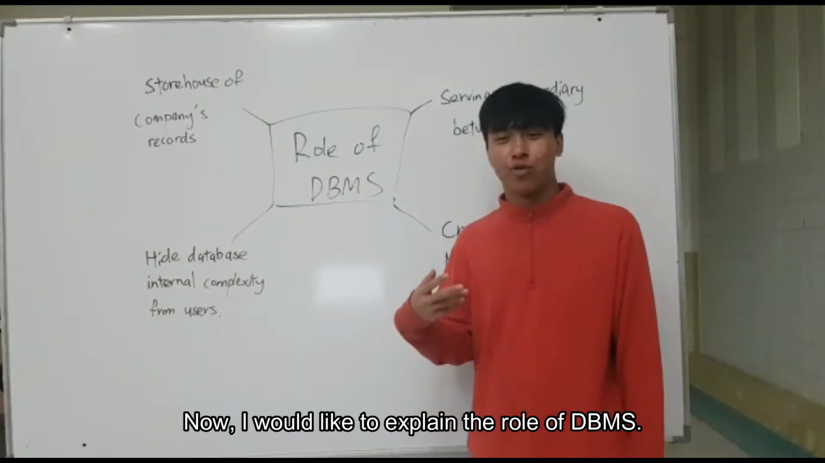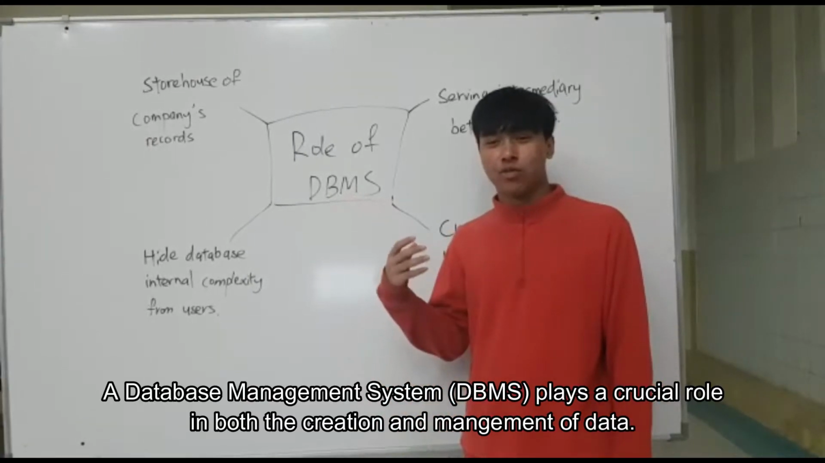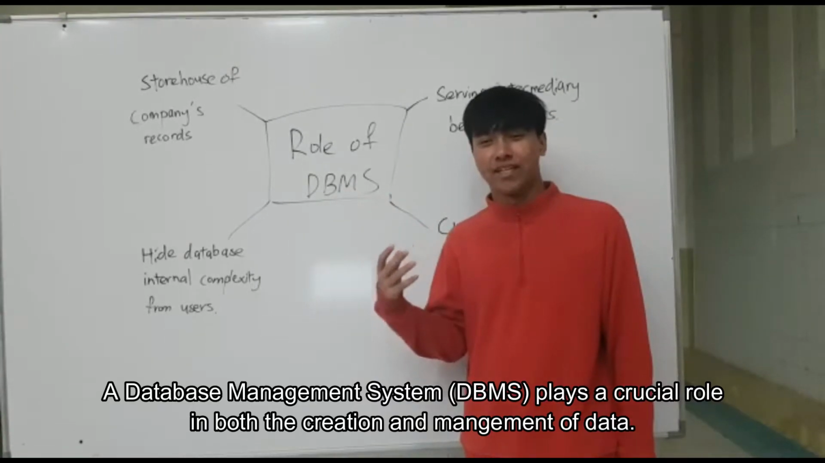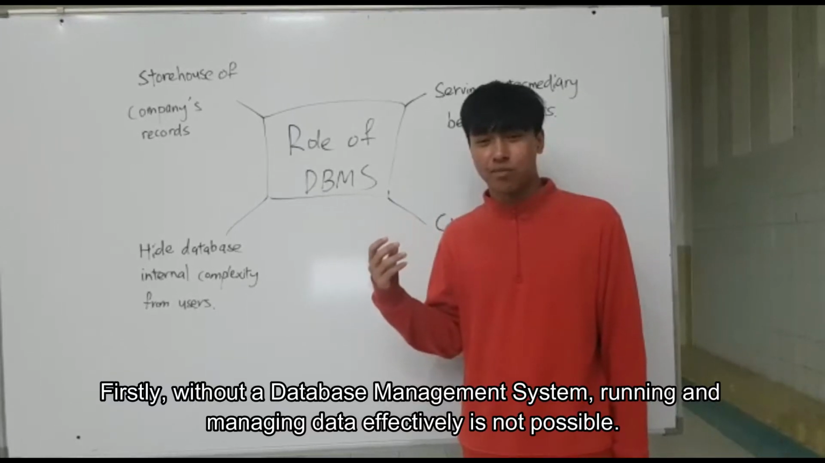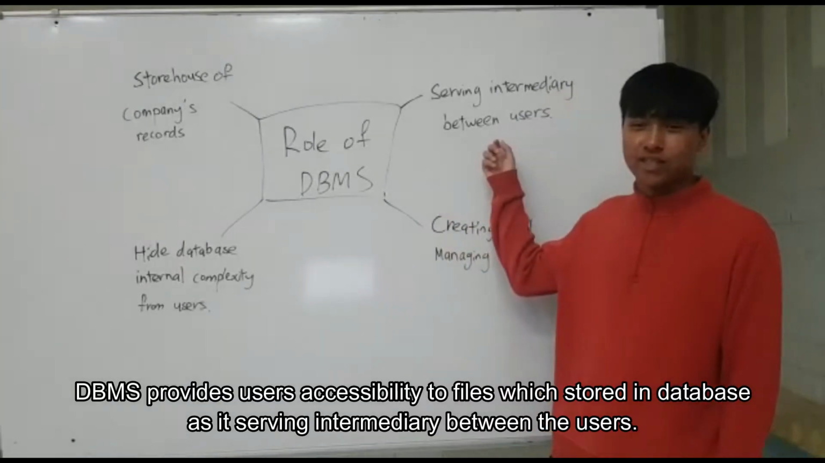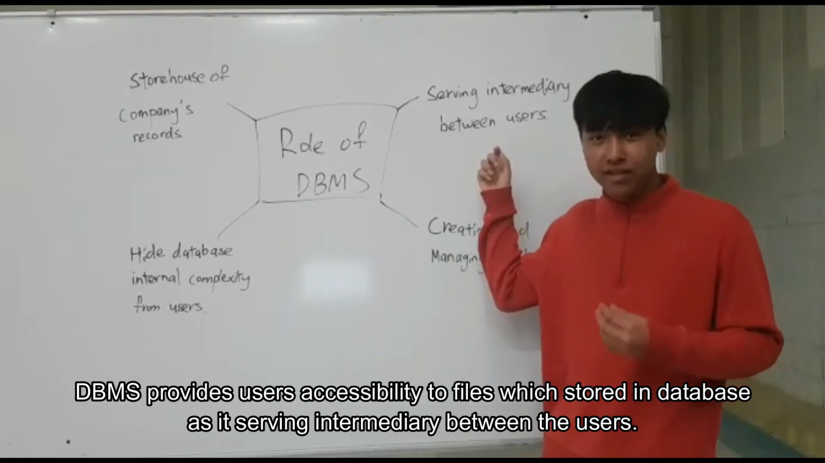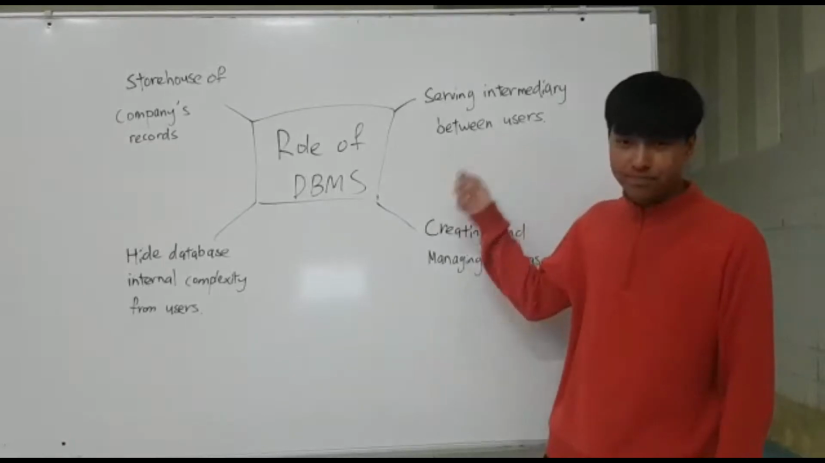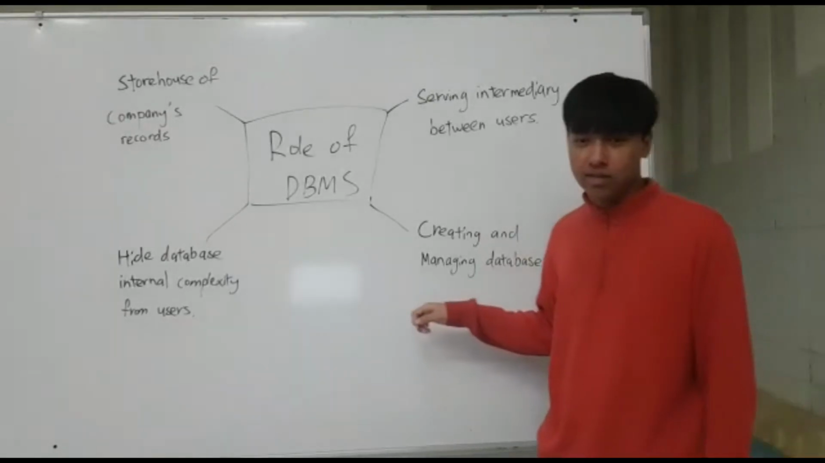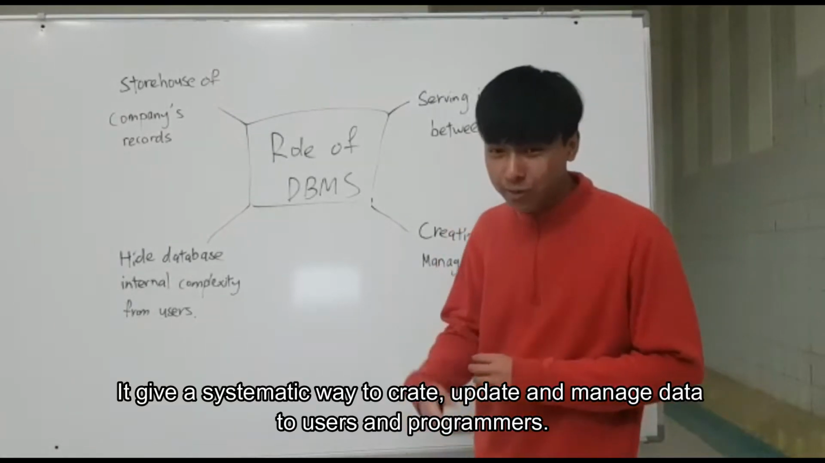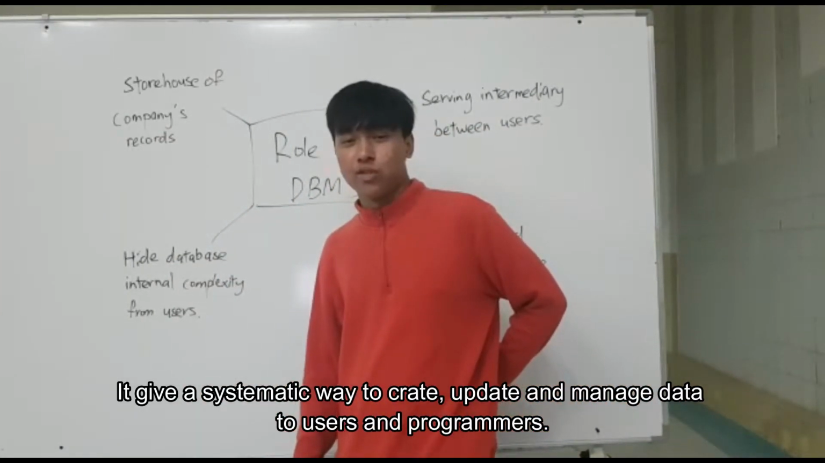Now I would like to explain the role of DBMS. A database management system, DBMS, plays a crucial role in both the creation and management of data. Firstly, without a database management system, running and managing data effectively is not possible. DBMS provides users accessibility to files stored in the database and serves as an intermediary between the users. Next, DBMS is system software for creating and managing databases. It gives the system a way to create, update, and manage data for users and programs.